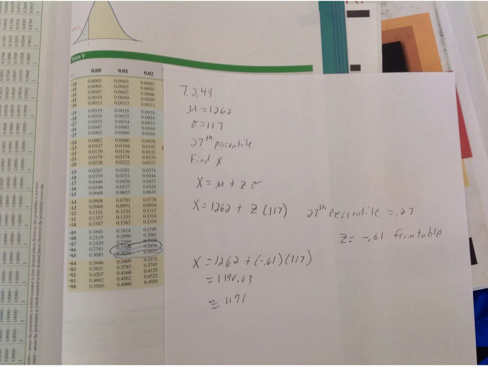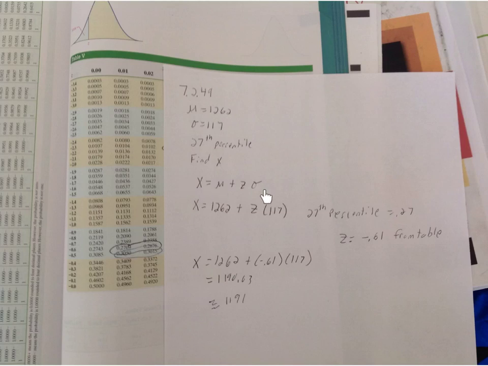I saw your question. This was 7.2 to 0.49, section 7, number 2 and 49 out of the book. The mean was given as 1,262. Standard deviation was 117, and you want to know what score, find the score to be at the 27th percentile.